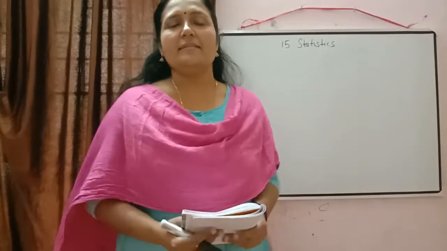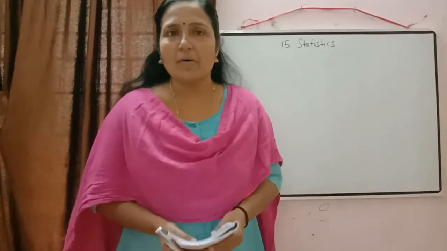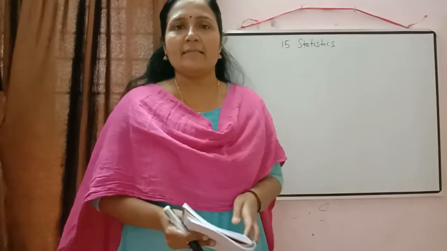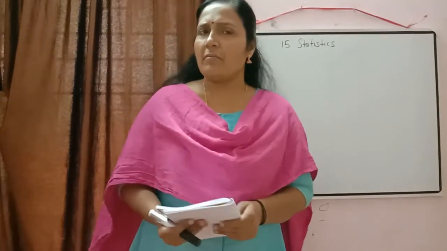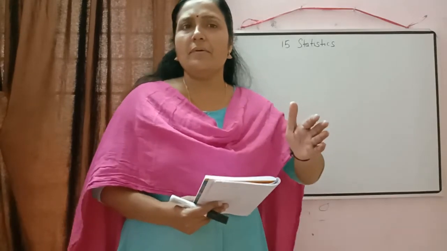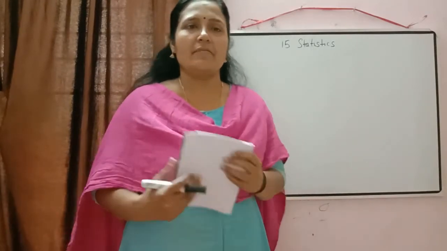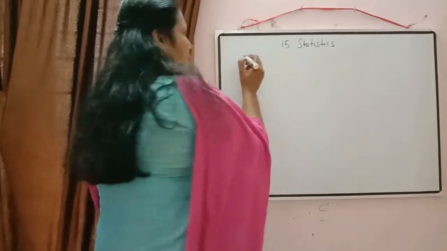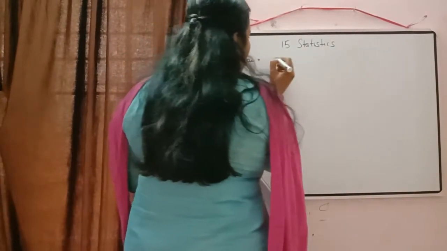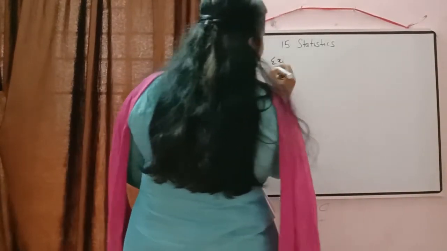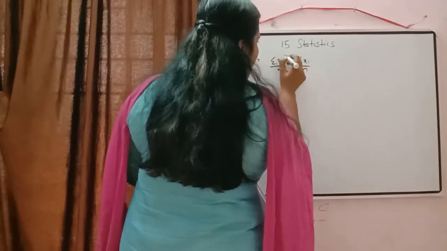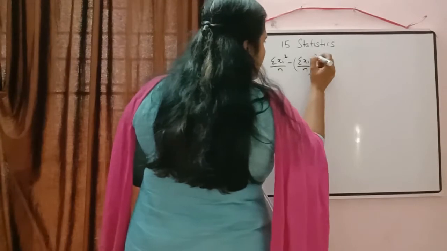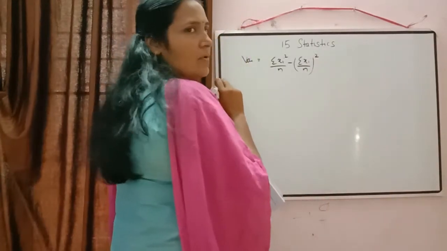Hello my dear students, in the previous class we discussed how to calculate the variance and standard deviation of the given observations. The formula of variance, if only observations are given, is equal to sigma xi square by n minus sigma xi by n the whole square.